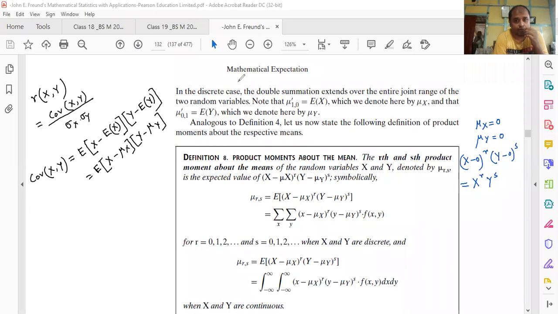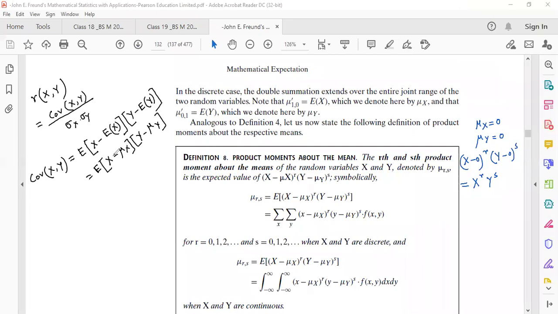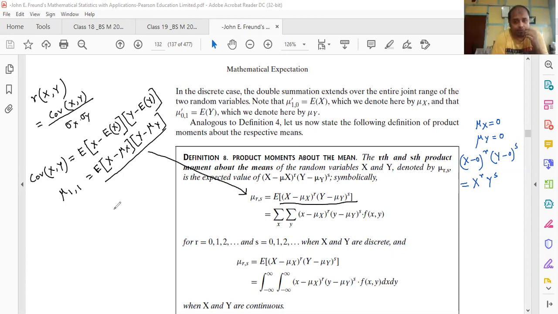So in this case, you see that this quantity is actually the special case of that. Just carefully observe this. Here the only difference is that in place of r, we have considered 1, and in place of s, we have considered 1. So here r is equal to 1 and s is equal to 1. So this becomes the special case of that quantity. So covariance is actually a special case of the product moment.